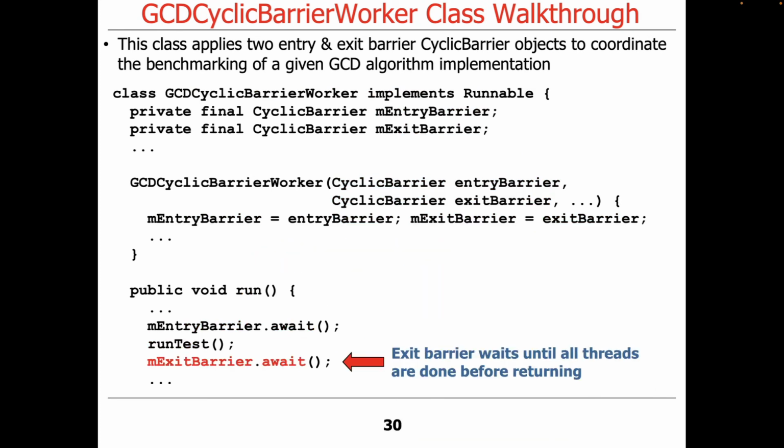Yeah, that's a great question. So the exit barrier here just waits until all the threads are done before it returns, and of course each thread waits for all the other threads to finish before they can all return at the same time.